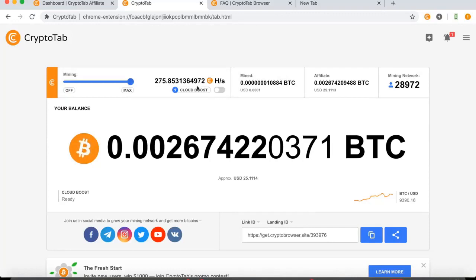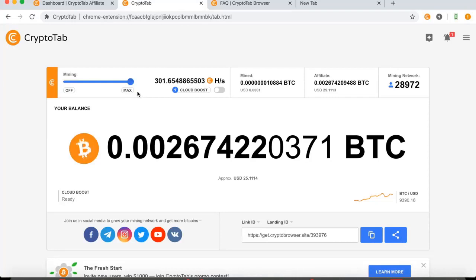And you can see right here is the rate that you're mining Bitcoins. Now, I'm not too sure what these units are, H per second, I'm guessing. I don't know what H is, but what I do know is that the higher this number is, the faster you're mining Bitcoins. So if you max it out, then you're going to be earning more Bitcoins.